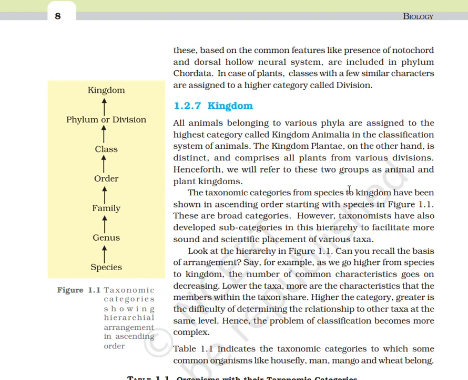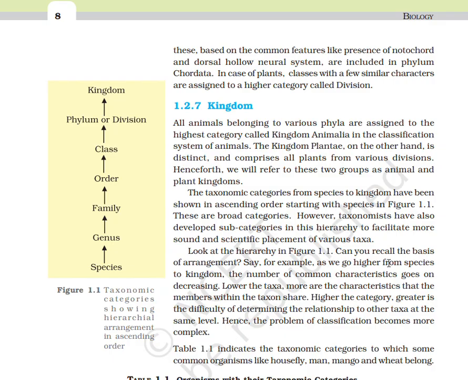The taxonomic categories from species to kingdom have been shown in ascending order, starting with species, in figure 1.1. These are broad categories. However, taxonomists have also developed subcategories in this hierarchy to facilitate more sound and scientific placement of various taxa. Look at the hierarchy in figure 1.1. Can you recall the basis of arrangement?